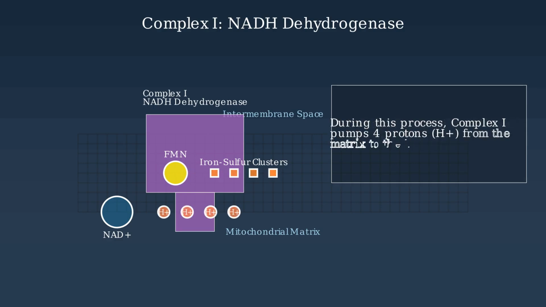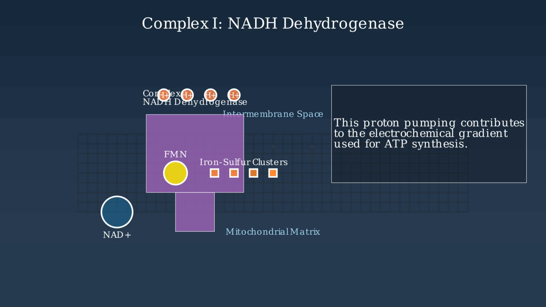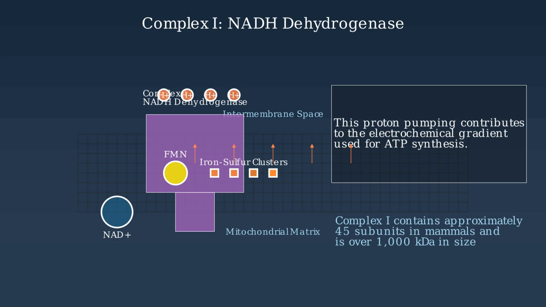During this electron transfer process, complex 1 harnesses the released energy to pump 4 protons from the mitochondrial matrix into the intermembrane space. This proton pumping contributes significantly to the electrochemical gradient across the inner mitochondrial membrane, which will ultimately drive ATP synthesis. As the largest complex in the electron transport chain, mammalian complex 1 contains approximately 45 subunits and has a molecular weight exceeding 1,000 kilodaltons.